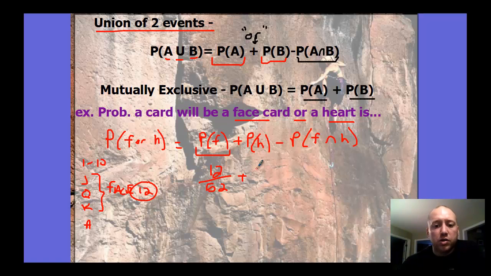Plus the number of hearts. There are 13 hearts because there are 13 different kinds of cards. The ace is actually the 1. And then divided by 52.